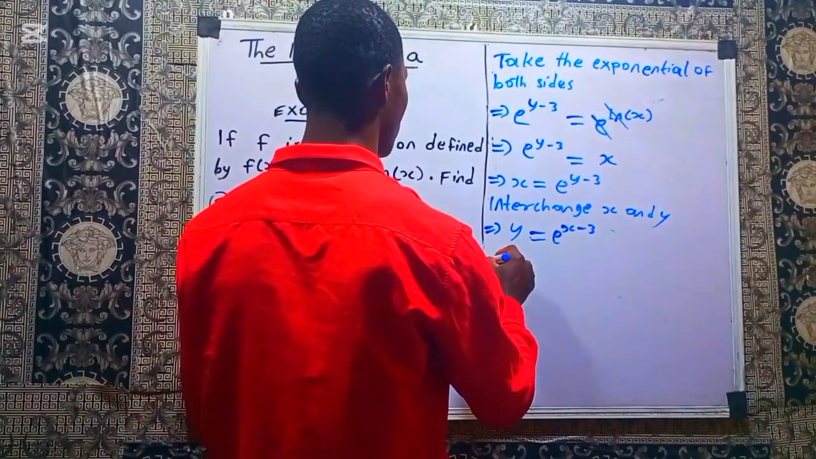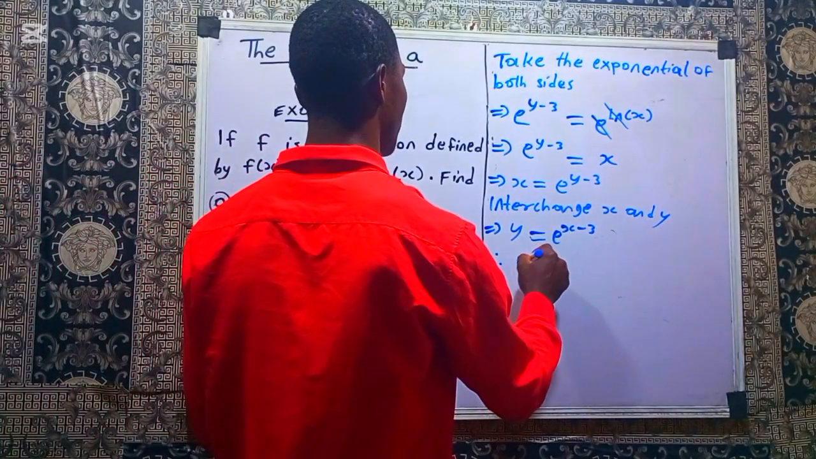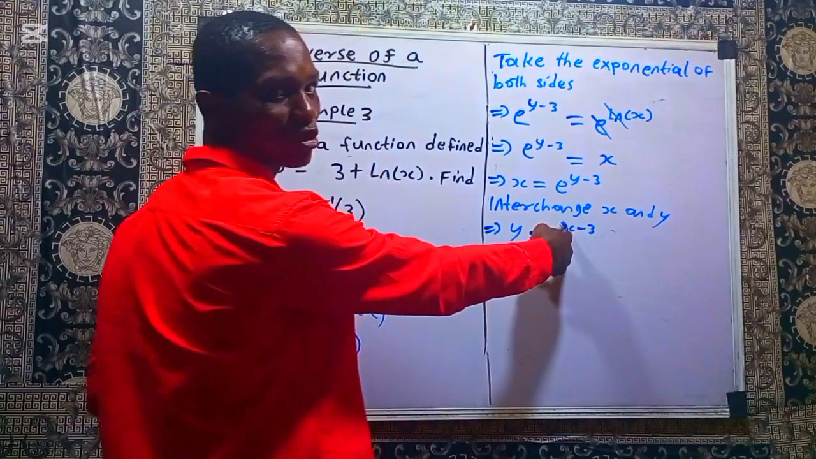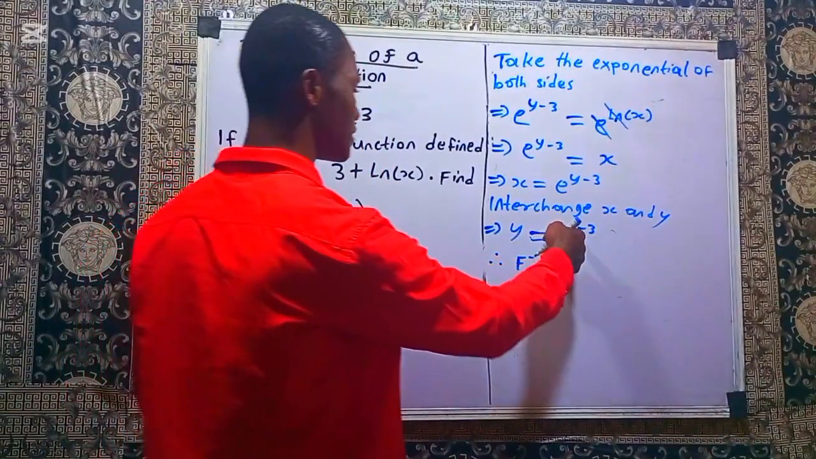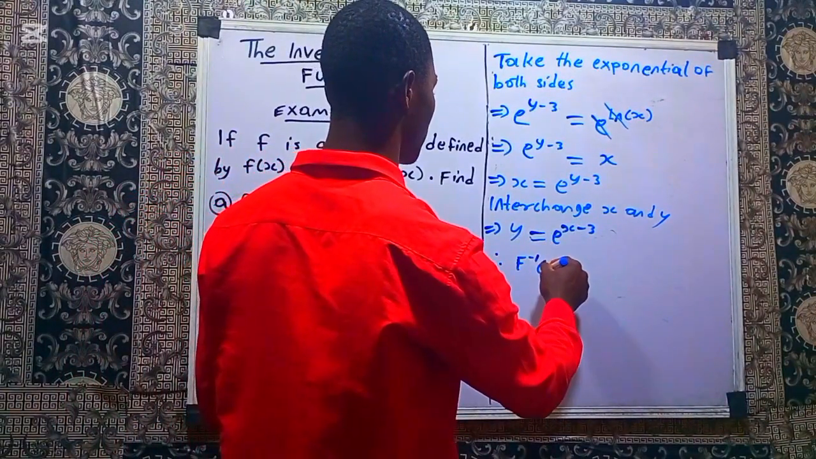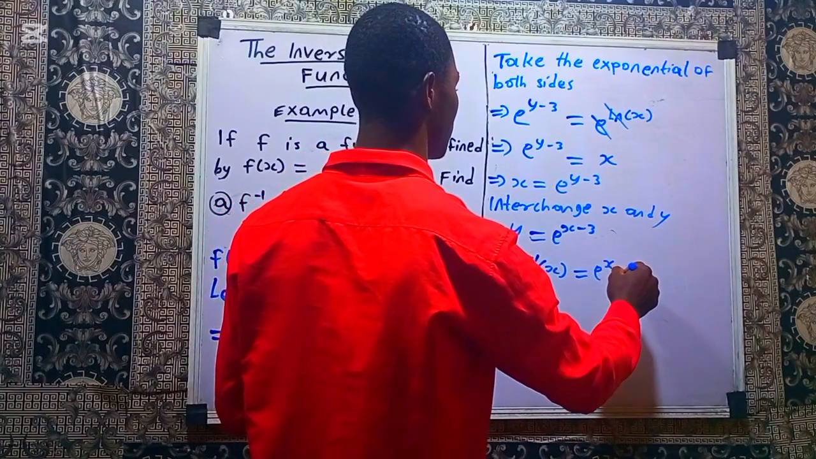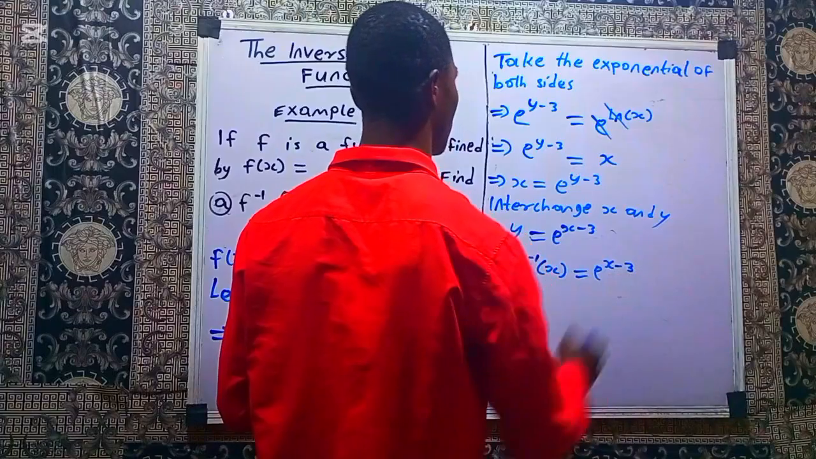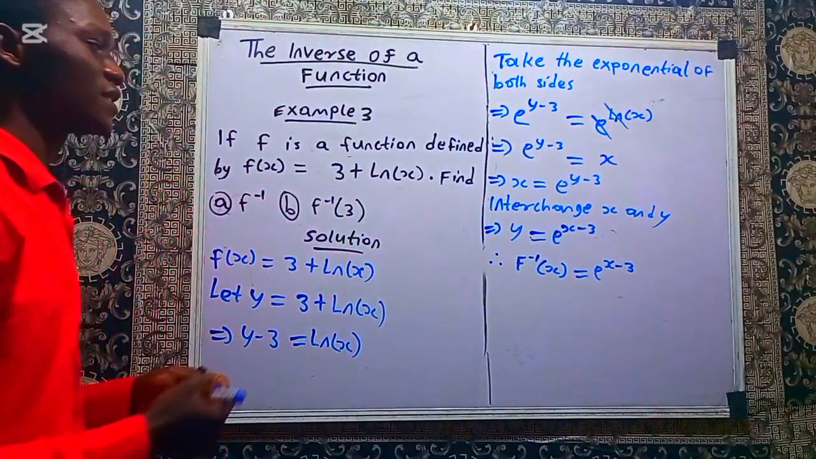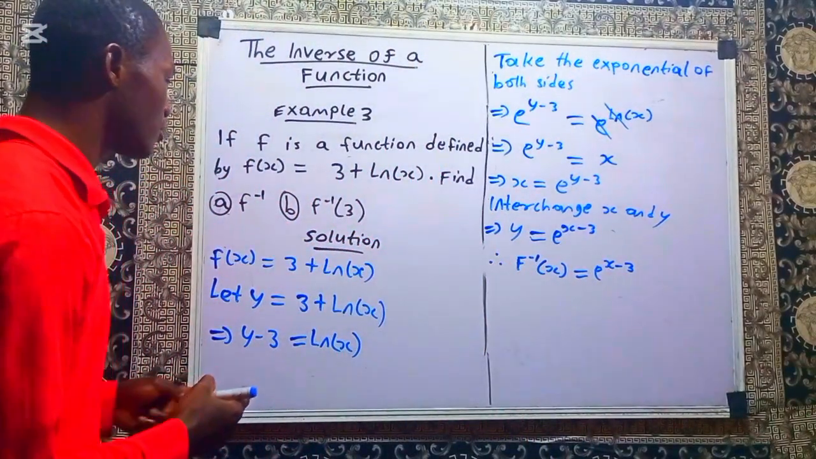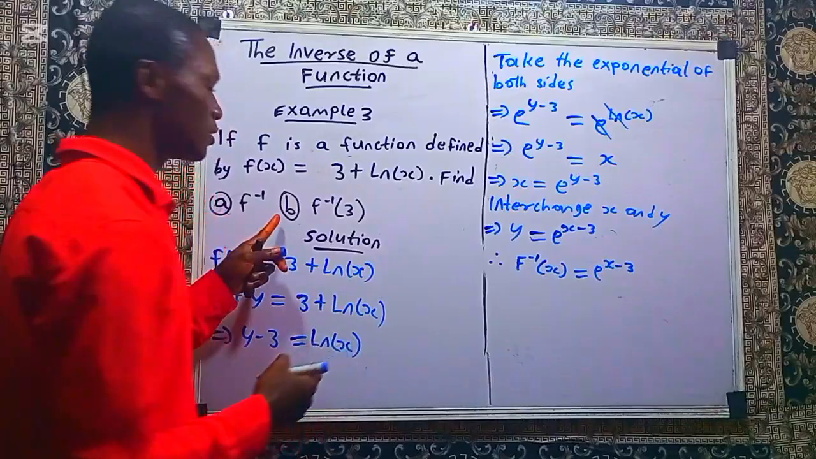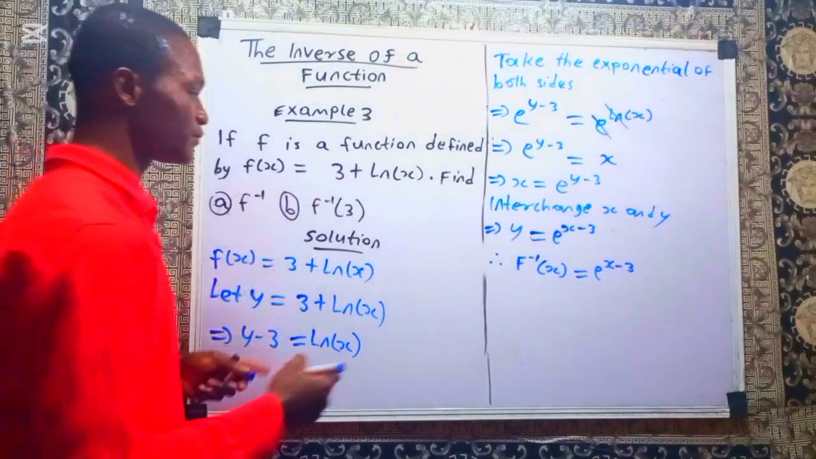So therefore f inverse, of course this function is a function of x. The variable x is here. So f inverse of x is equal to exponential x minus 3. So with this, we have gotten the inverse of the function. So we look at the second question.